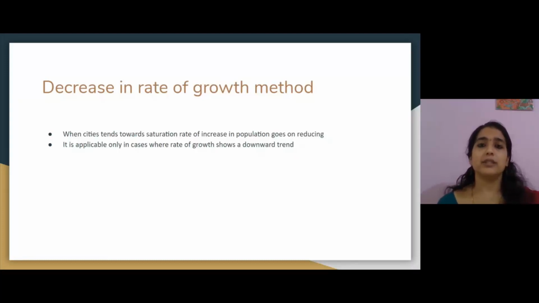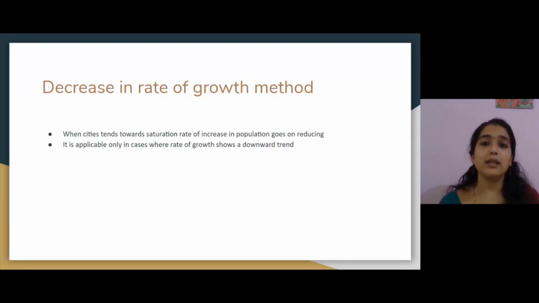What are the situations in which the decreasing rate of growth method is used? When we are considering cities which are tending towards the saturation population, in this case the rate of growth will be decreasing. That is, in the population growth curve, we are considering the uppermost growth part, not the saturated part. In that, the rate of growth, that is dP by dt, will be a decreasing quantity.